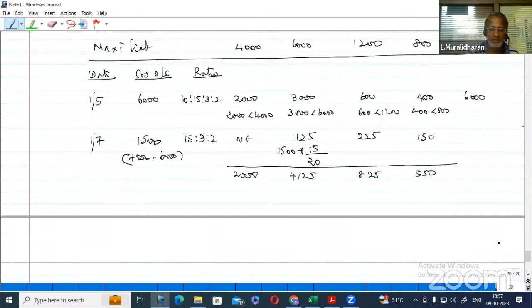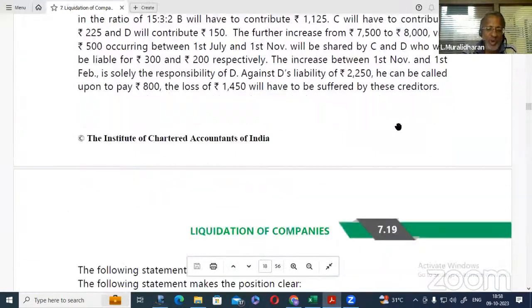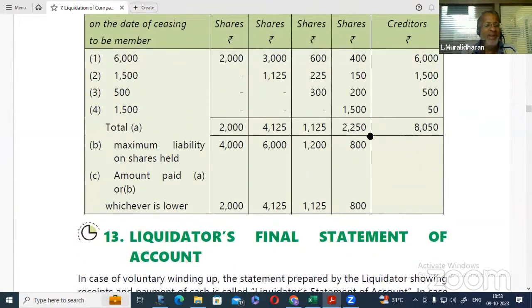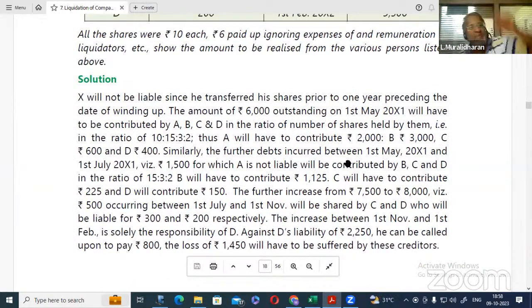So, then what is it we are expected to do? Compare. This I will not compare. Here 4125 is less than 6000. 825 less than 1200. 550 less than 800. Therefore, the entire 1500 can be collected and paid. See, in the institute study material, they will not show. In the working note, you don't find. Whereas, this descriptive answer itself, I am putting it in the solution.